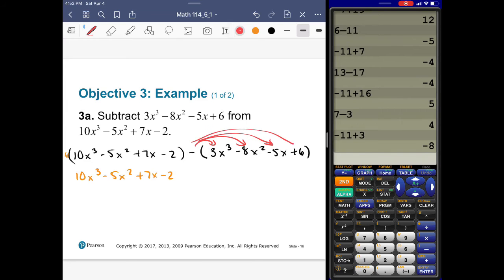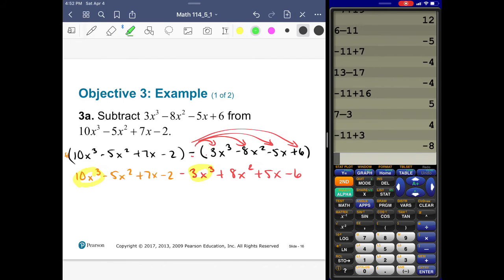This one I'm going to distribute. And we're going to get opposite signs. So it's negative 3x cubed. Why? A negative times a positive, it's negative. Negative times a negative is a positive. Negative times a negative is a positive. Negative times a positive is a negative.